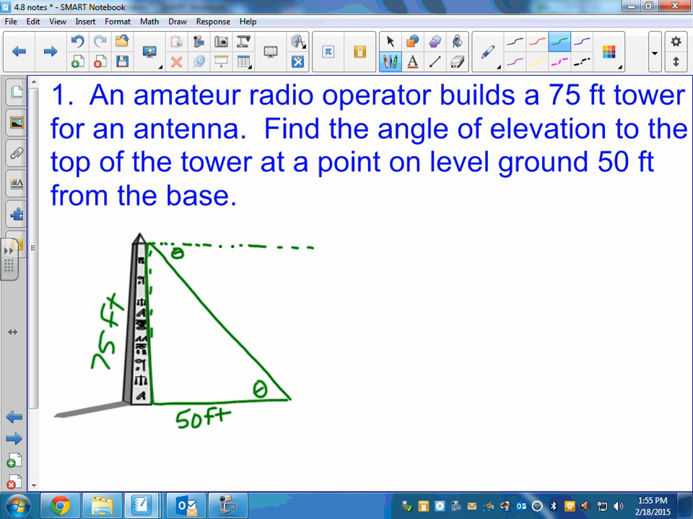But, since this one is angle of elevation, I'm just going to keep it there. And now this is where you say, which trig function could I set up to solve for theta if I know this side and this side? Tangent. Because I can say tangent of theta equals 75 over 50. What do I do on my calculator to solve for theta?